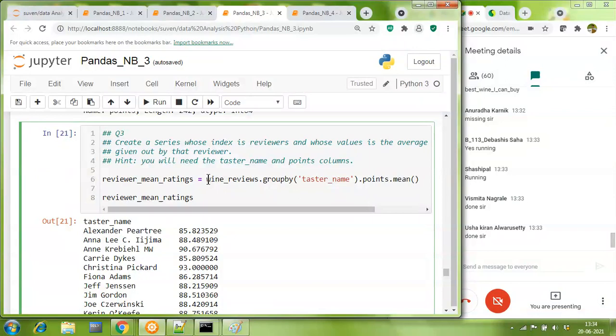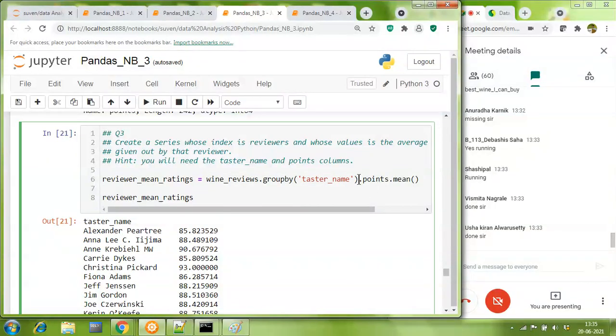Parth, sir. Parth, yeah. So Parth, I would like to know from you, wine reviews dot group by when we are doing it over taster name. That means we are basically grouping people according to their names. Do you agree? By grouping the tasters according to the name, sir. Okay, but we are grouping the people according to the column called taster name. So this taster called Alexander Pierre would have come n number of times. Anna Lee would have come n number of times, and so on and so forth. So different groups are being formed.